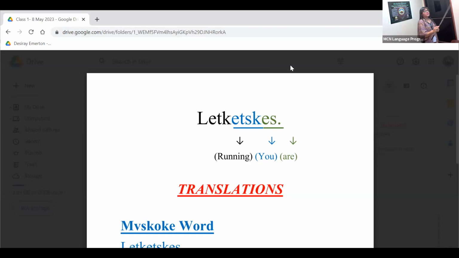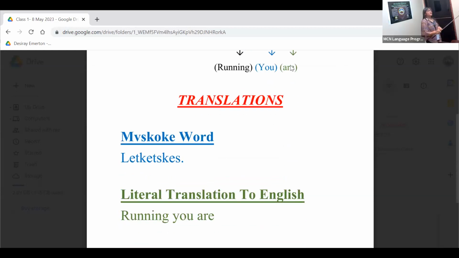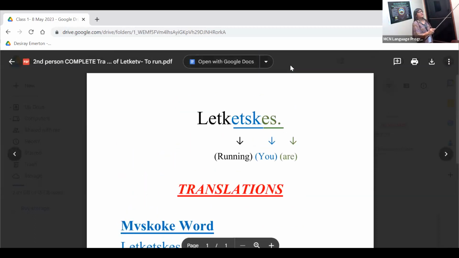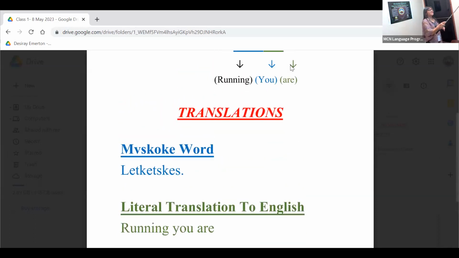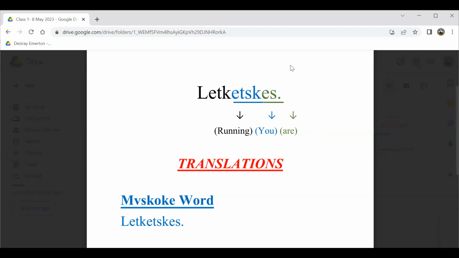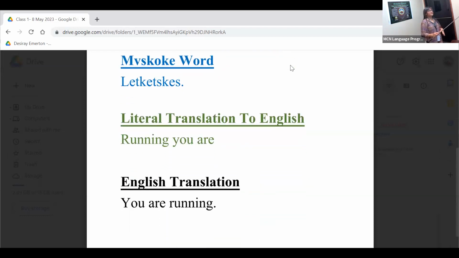Running, you are. You see the black is also the verb stem from our list of things to do. You get your verb stem. There's your verb stem. You've got your "you" as it, and you got the "es." Ligitskis. All right, so running, you are. So you go from Mvskoke Ligitskis, you go from, I just drew a blank, I do apologize, from Litkida to Ligitskis. Running, you are, to you are running.